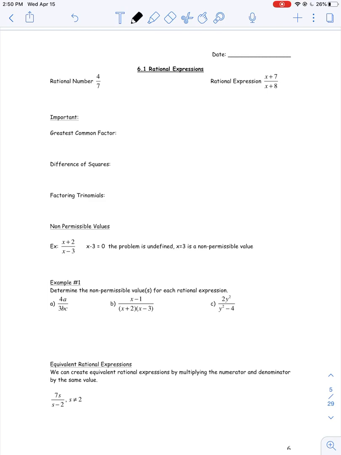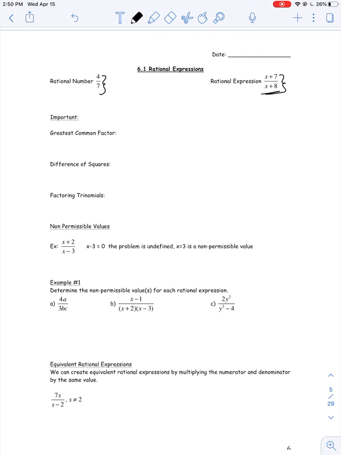So 4 out of 7, or 1/2, or 3 out of 5, those are rational numbers, versus a rational expression, which is when you have a variable on the top and at the bottom. So you're actually dividing a variable in the top and bottom, versus here it's just a fraction. So that's kind of the main difference between a rational number and a rational expression.